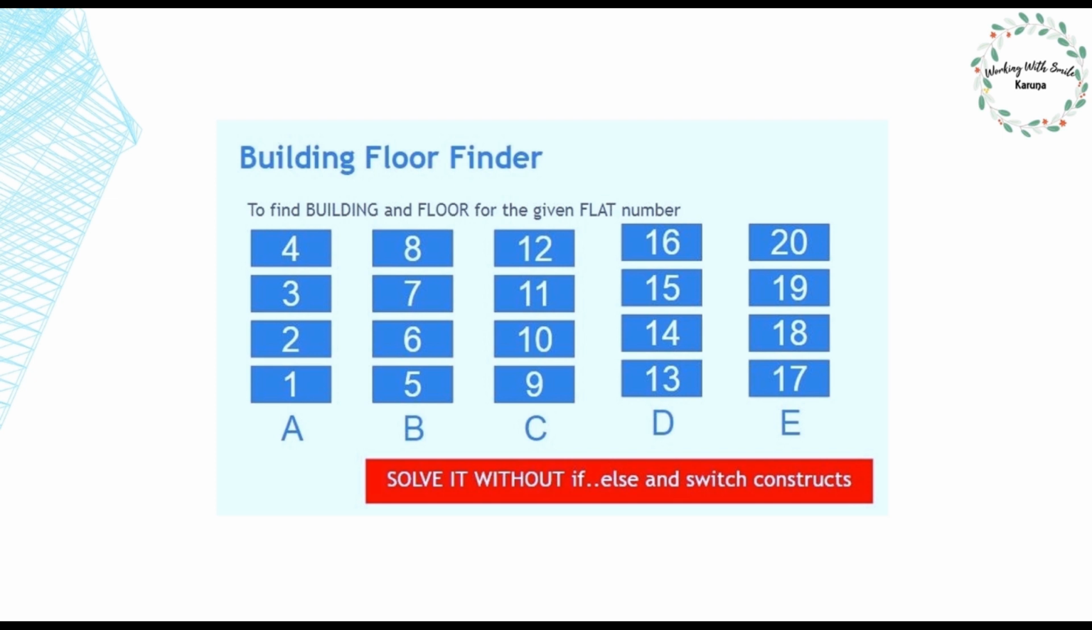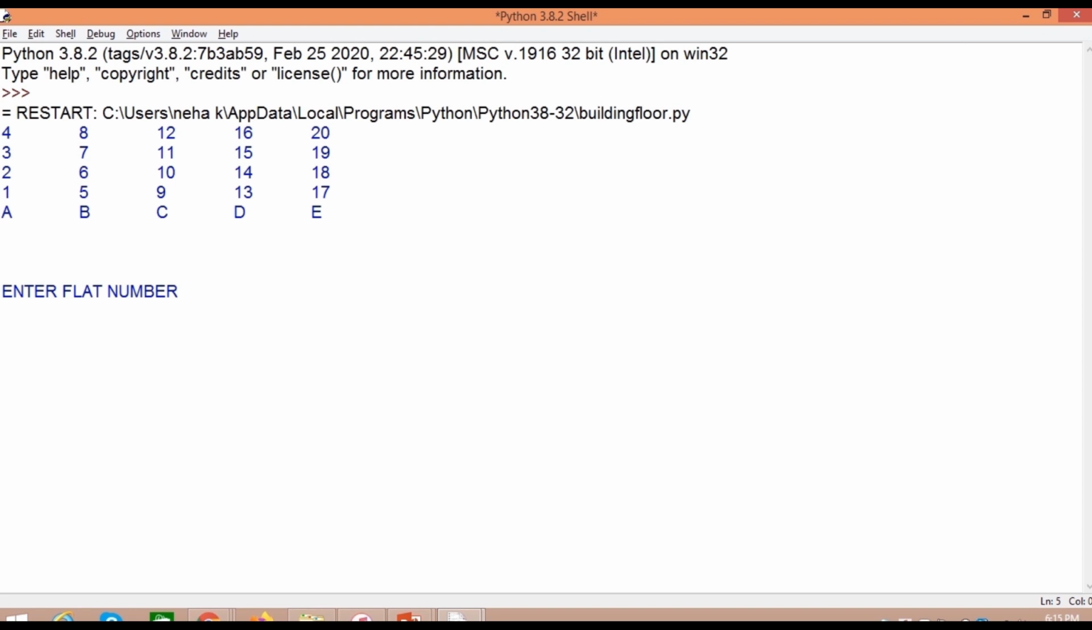To write the code for this problem, you're not allowed to use if else or any conditional constructs. No switch cases, no loops, and no arrays can be used to find the solution to this problem. So let me first show you the output of the code that I have written to get the solution for this problem. You can see I have displayed the numbers and the names of the buildings before I ask the user to enter the flat number. Let's say if I input the flat number as 19, then the code generates the output, building E, floor 3. Let's check the code that I have written to get the desired output.